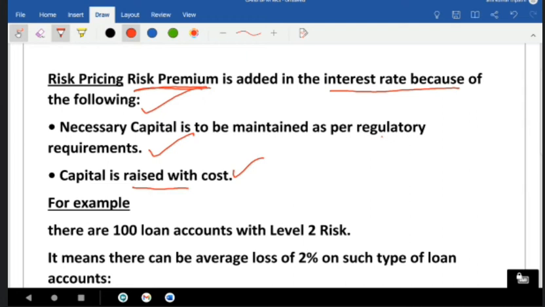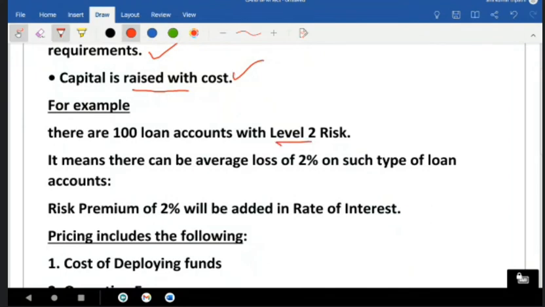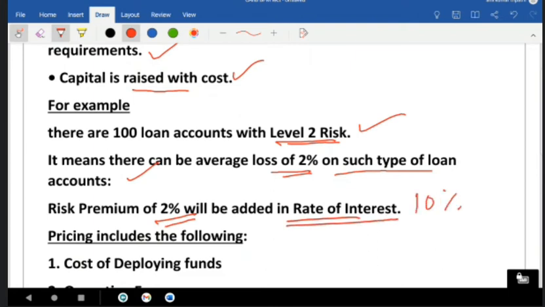I'll take one example here to show you how the premium is added. There are 100 loan accounts with level 2 risk. It means there can be an average loss of 2% on such type of loan account. So a risk premium of 2% will be added to the rate of interest. Let's say the basic rate of interest is 10%. So we'll add 2% of 10. That means we get 10 plus 0.2, so 10.2 will be the rate of interest. We have added the 2% as the premium.